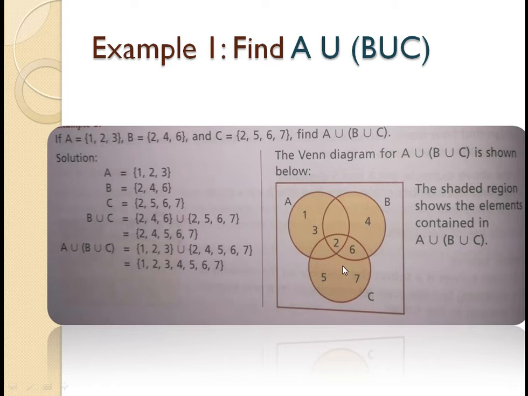In sets B and C, we have 6 in common. This is written over here. In A and C, we have 2. This is over there and nothing else. After that, we have to see that in C we have 5 and 7. This is how we can make the diagram of three sets.